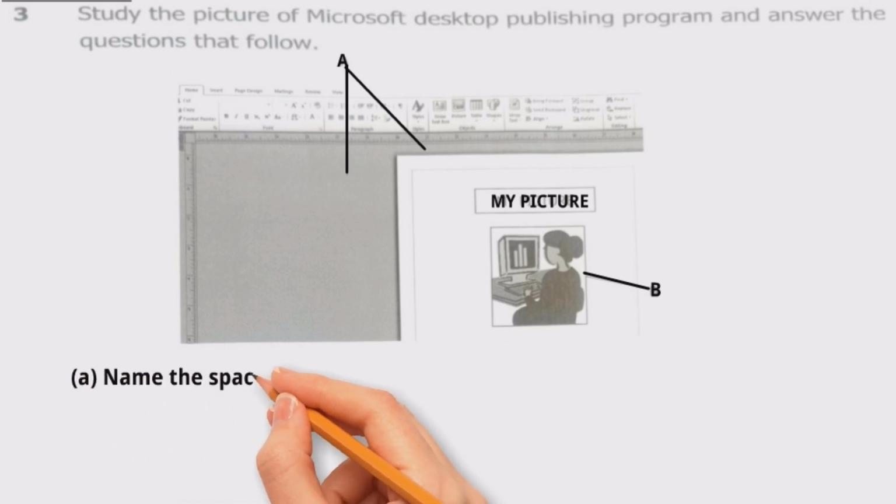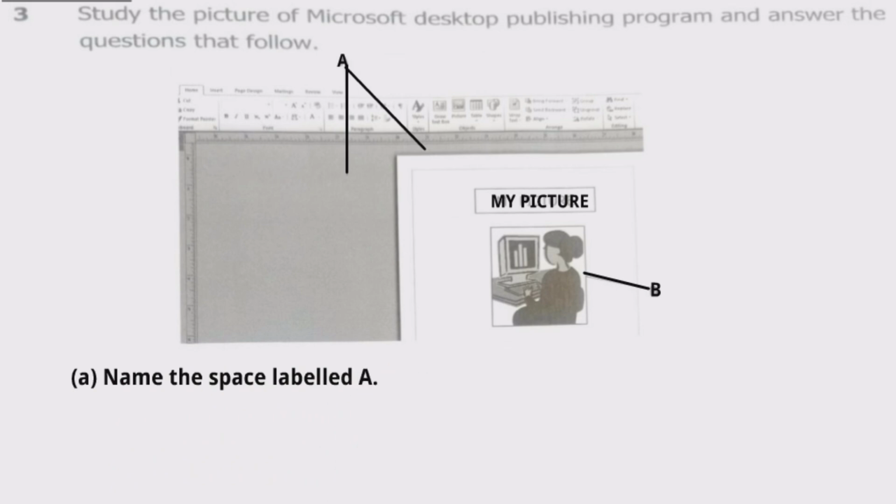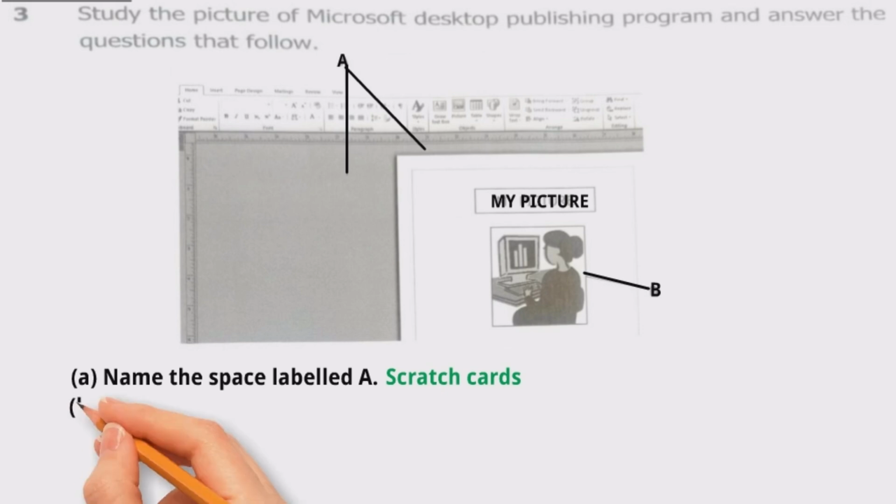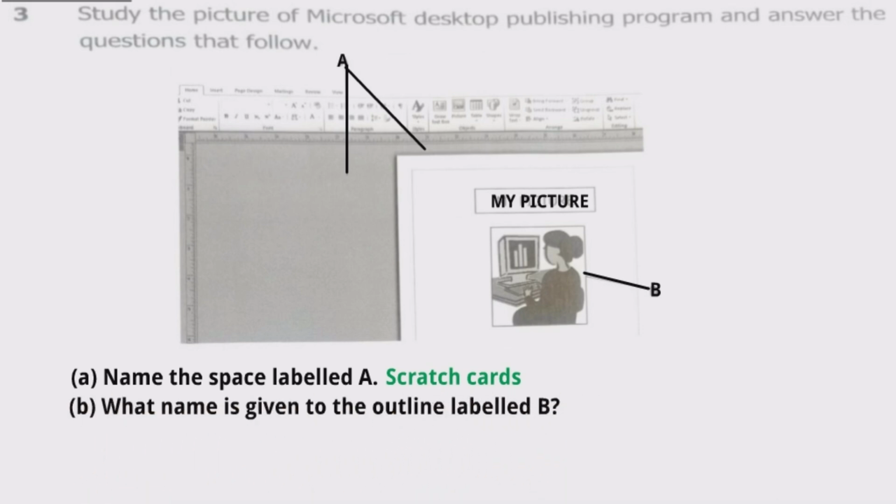So let's come to question 3A, which is name the space labeled A. The space labeled A is called scratch cards. Okay, we come to 3B. Question 3B is what name is given to the outline labeled B? The outline labeled B can be called borderline or boundaries or border. So any of those 3 words are correct. You can write borderline or boundaries or border. All those 3 words are correct.